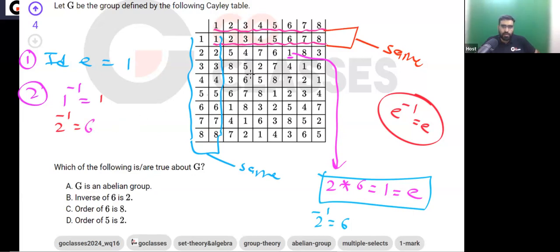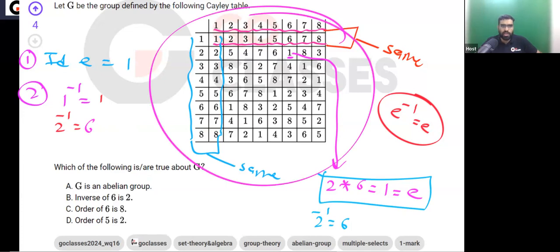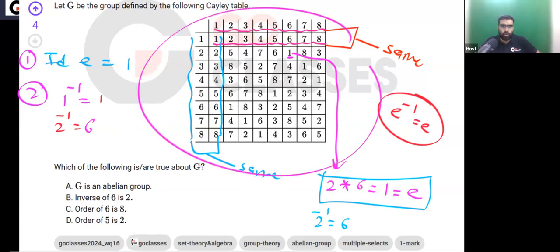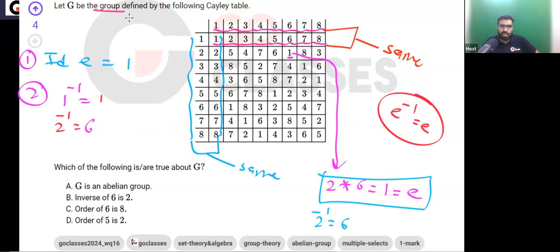First, you tell me, do I need to check this Cayley table, whether this is a group or not? No, it is already given to you that it is a group, so don't worry about it. So 2 inverse is 6.